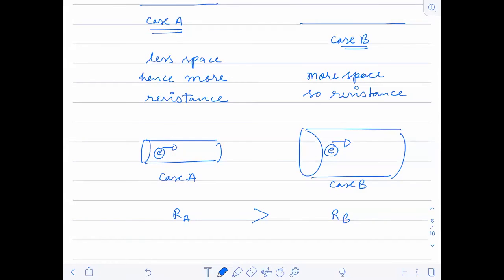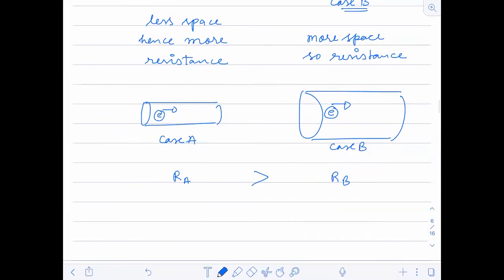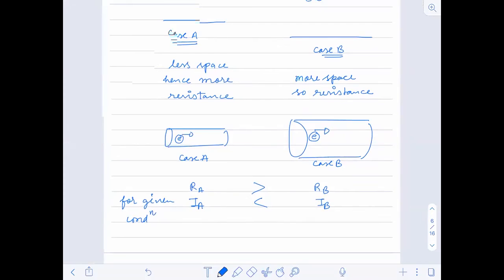Where is the current more, A or B? Where will current flow better for a given potential difference, for given conditions? Case B. In case B the current will be more because the resistance is less there, so current will be more there. Do you understand this? All of you understood this?